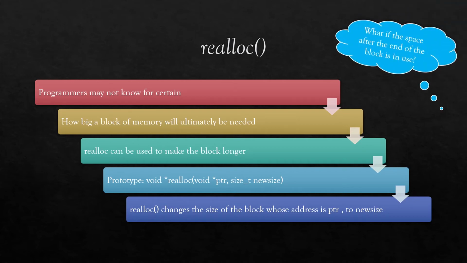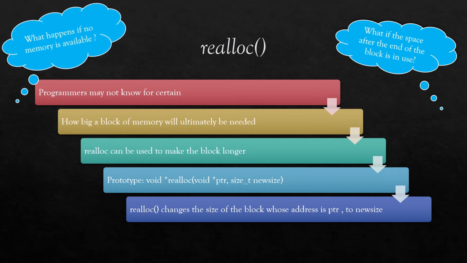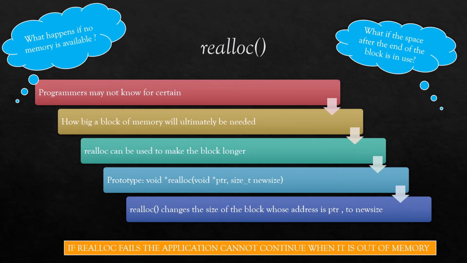So what if the space after the end of the block is in use? What realloc does in this case is it will look for another region that will satisfy the size required, and then it will copy the contents of this current block to the new region and return to us the new address, right? What happens if no memory is available? Well, then realloc will return a null, which means realloc fails, and if realloc fails, the application can anyway not continue because it is out of memory, right?